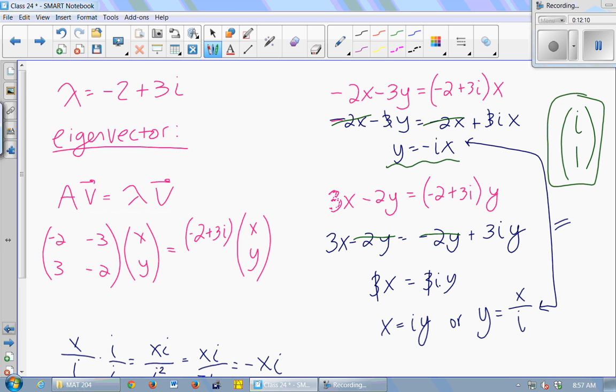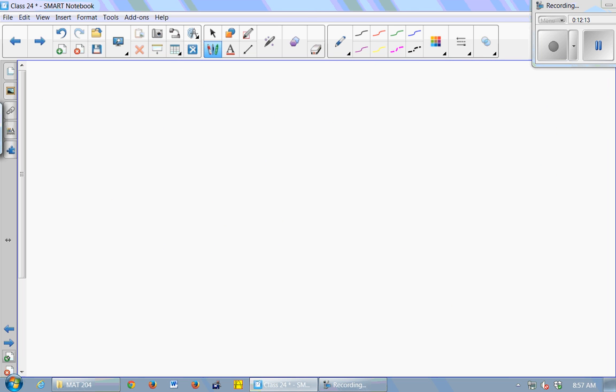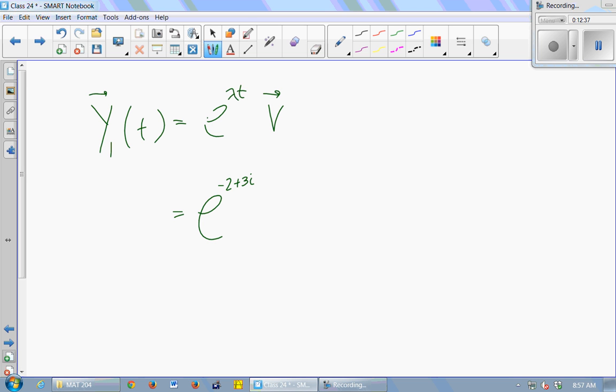I'm not quite done yet. So what do we typically do? Once you have the eigenvalue and the eigenvector, you can write a particular solution that looks like e to the lambda t times v. For each eigenvalue, eigenvector pair, you can write a solution. So in our case, this is going to be e to the negative 2 plus 3i t times my eigenvector, which I used as i, 1. So there is one particular solution.